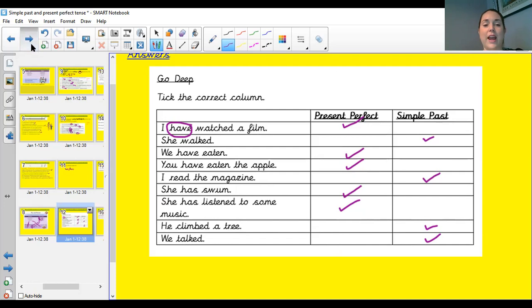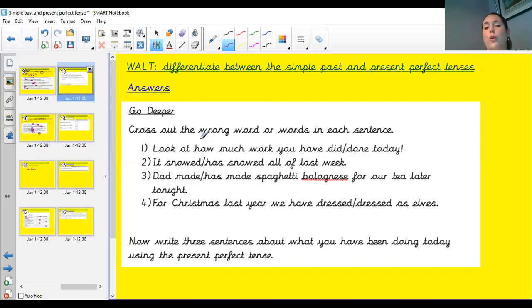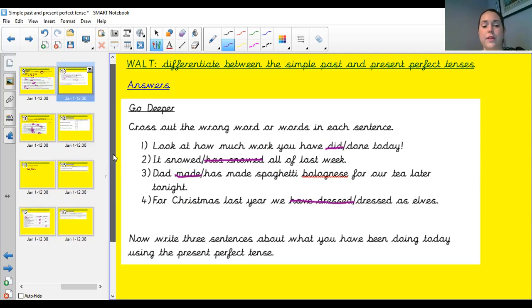Okay, hopefully you found that bit okay. Cross out the wrong word or words in each sentence. Look at how much work you have done today. So I'm crossing out the word did. It snowed all of last week. I'm crossing out has snowed. Dad has made spaghetti bolognese for our tea later tonight. I'm crossing out the word made. And for Christmas last year, we dressed as elves, not we have dressed as elves.